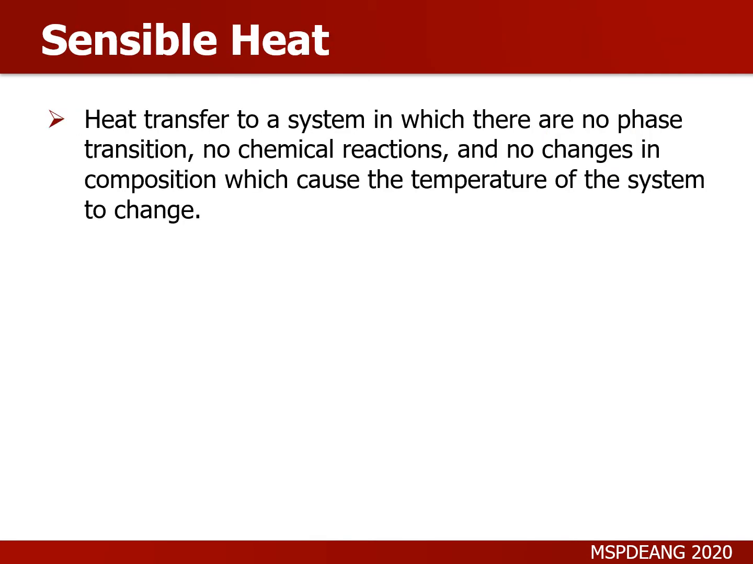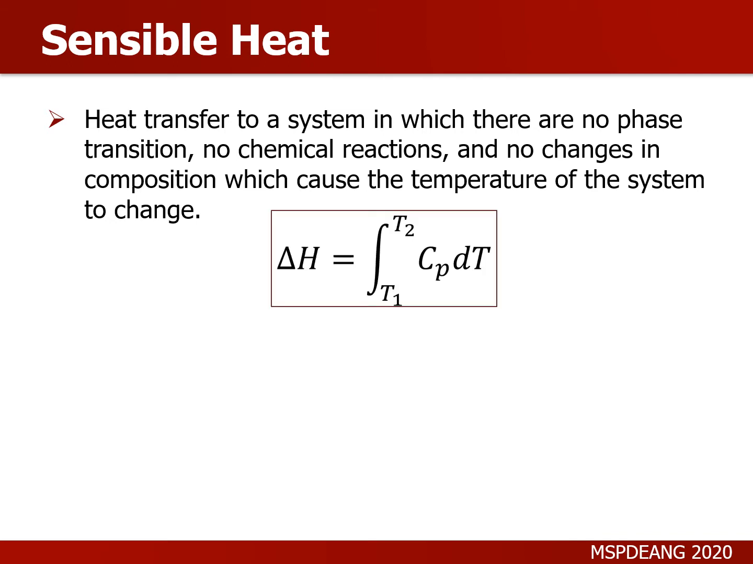Next up is sensible heat. Sensible heat is heat transferred to a system in which there is no phase transition, no chemical reactions, and no changes in composition. So it's purely temperature change only. For an ideal gas, delta H is simply equal to the integral of Cp dT. Now, if Cp is constant, delta H is just equal to Cp delta T.